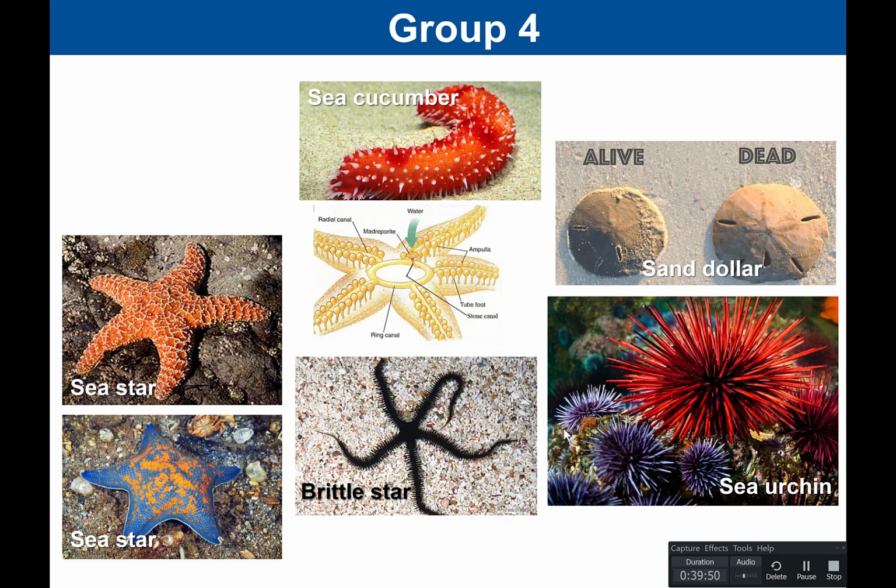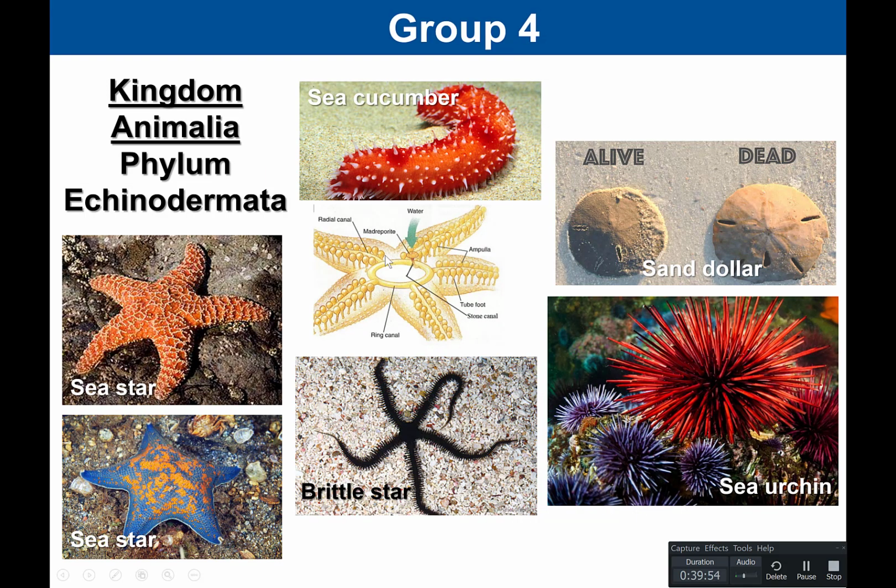Group number 4. Group number 4, phylum Echinodermata, the echinoderms. This includes our sea stars. So here are 2 sea stars. Here is a brittle star. Here is a sea cucumber, sand dollar, a red urchin or a purple urchin. So these are sea urchins. So for Echinodermata, what do they have in common?